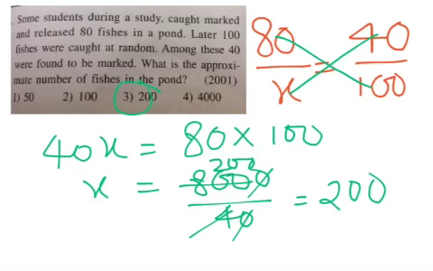This is the simplest method to do so. Simply what we do here, 80 by x equal to 40 by 100. Then 40x equal to 80 into 100, x equal to 80 into 100 by 40. That means 8000 by 40. And we got finally 200. X equal to 200.